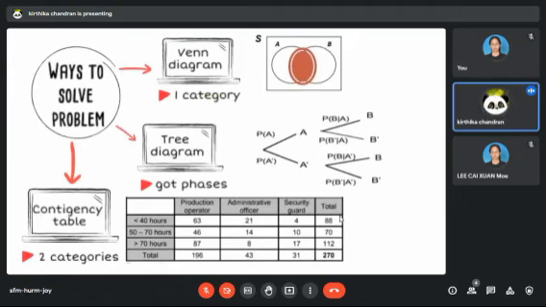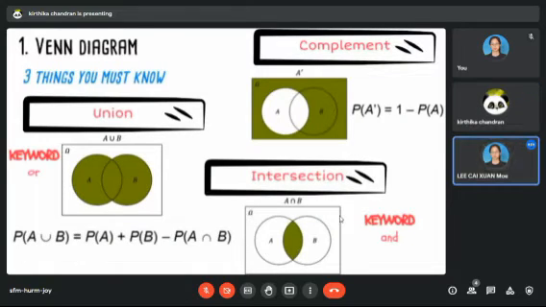Ways to solve the problem, where we can find 3 ways. The first one is the Venn diagram, where we have only one category, while next will be the tree diagram, where we will have phases, we can have many phases, and finally the contingency table, where we will have 2 categories, which will be on the column and on the row. I'm sure we have learned the Venn diagram and the tree diagram in our secondary school, right? Yeah, we learned them during our secondary school.